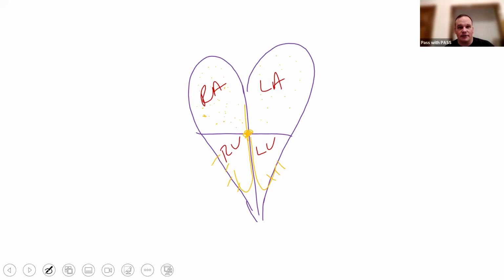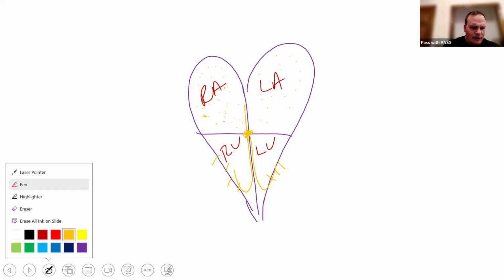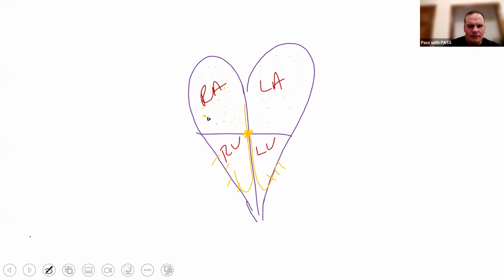It coagulates. So as the blood coagulates, now all of a sudden, I'm starting to get some small pockets of blood sitting in my atria, right? It's not really dumping or moving the way that it should.